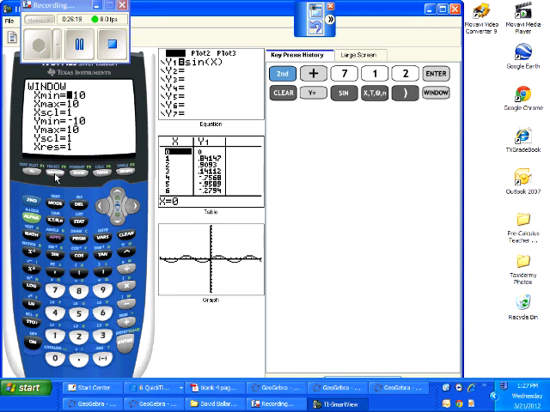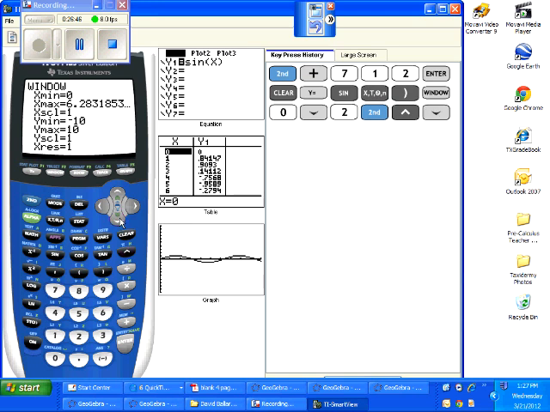My x values, what are the normal x values for a sine wave? 0 to 2 pi. Remember, we're in trigonometry now. 0 to 2 pi. So I'm going to say 0 to 2, and then I'm going to hit pi, which is second up arrow. Second up arrow is pi. I typed in 2 pi. And I want to go in units of pi over 2. Second pi.